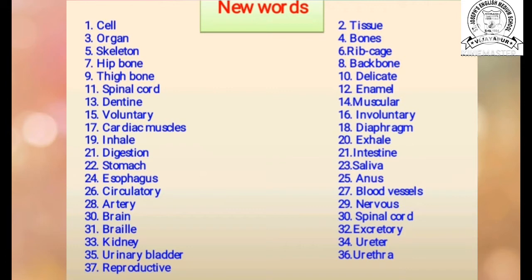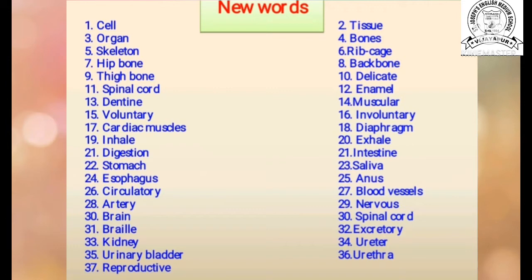Seventh one is the hip bone. It is also part of the skeleton system. Eighth one is the backbone. Backbone. Everyone knows what backbone means? Backside. You can feel the backbone. Inside the backbone, the vertebra is there. And inside the vertebra, the spinal cord is there. So it protects the delicate spinal cord. These are the parts of the skeleton system, backbone.